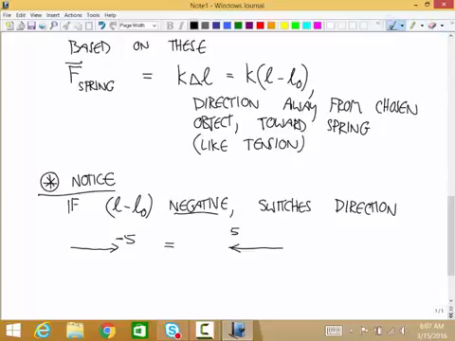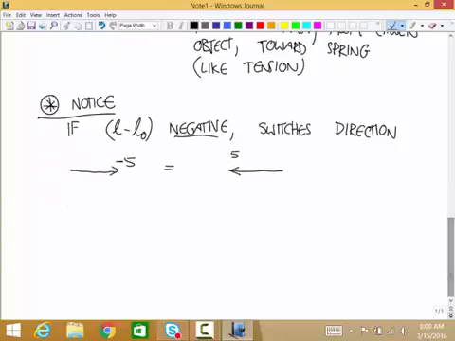Okay. Everyone with me on that? Okay. All right, so let's do some examples.